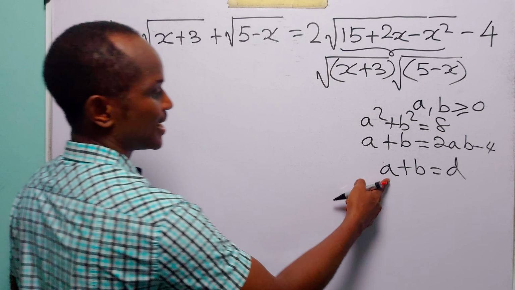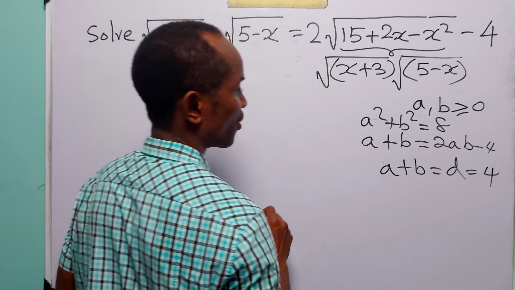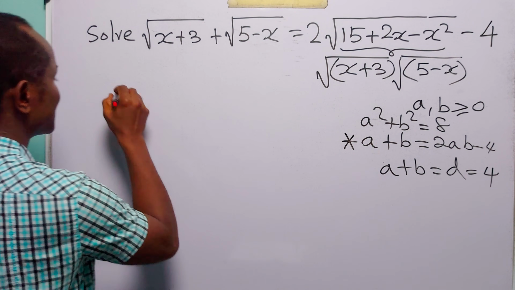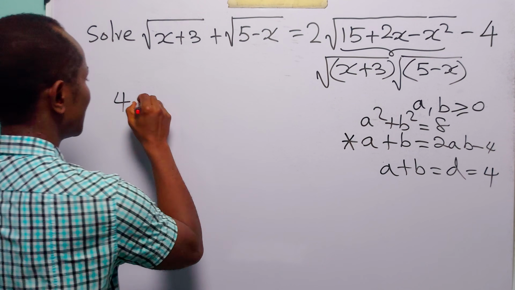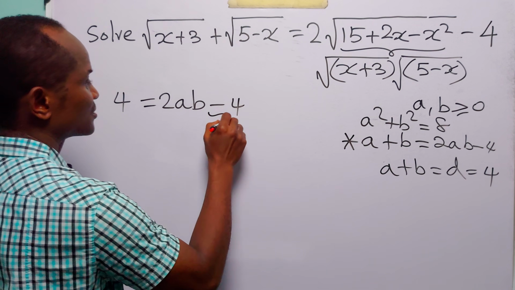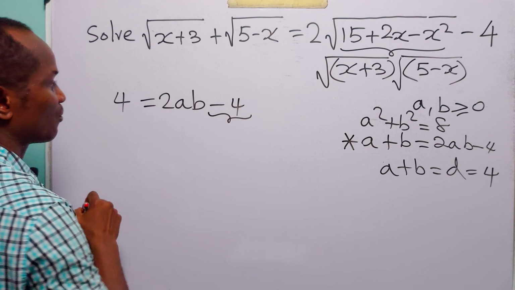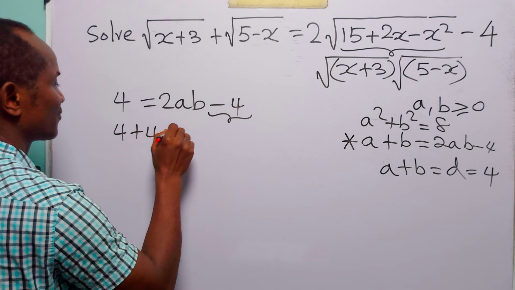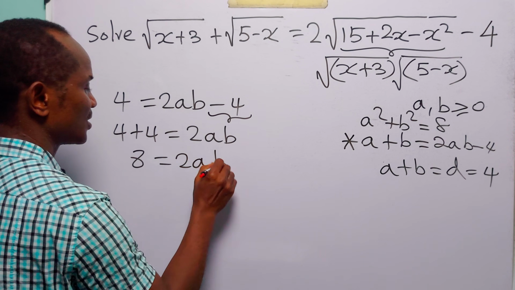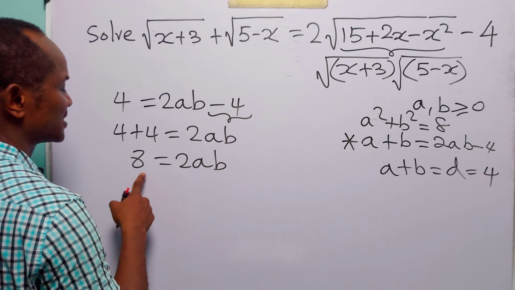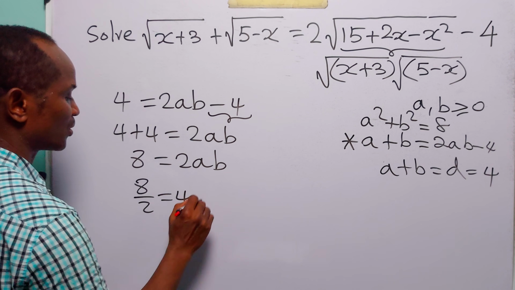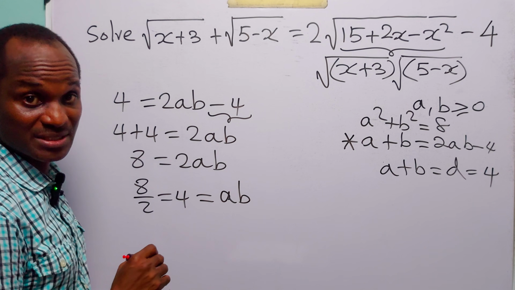And now we have that a + b is equal to 4. Now we go back to this equation. a + b is now 4, and that is equal to 2ab - 4. Now let us move this over to the left-hand side. When we do that, we have 4 + 4 is equal to 2ab. 8 is equal to 2ab. Dividing both sides of this equation by 2, we have that 8 over 2, which is equal to 4, is equal to a times b.